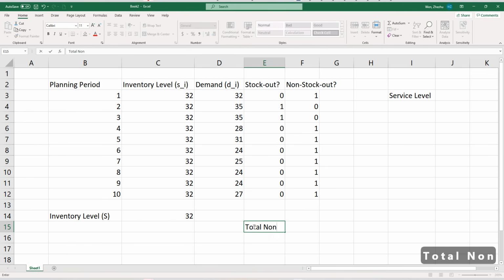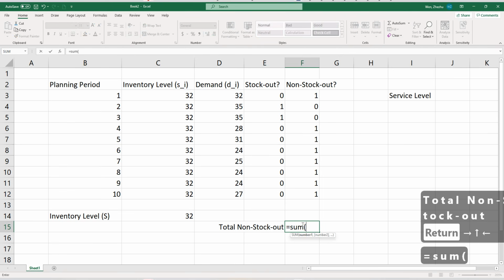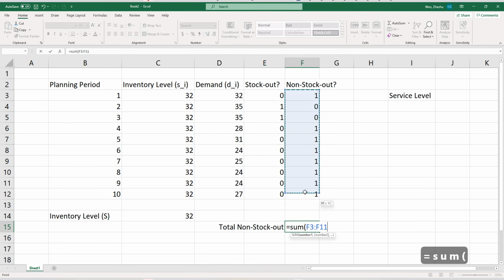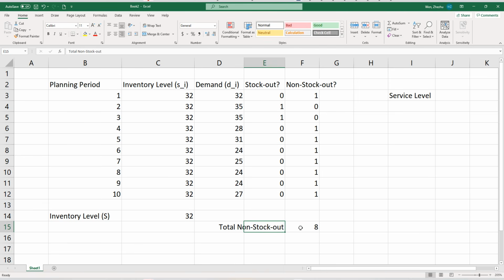The total non-stock out is, we can simply sum all of them. That becomes the total number of non-stock outs. I hope everything made sense so far.